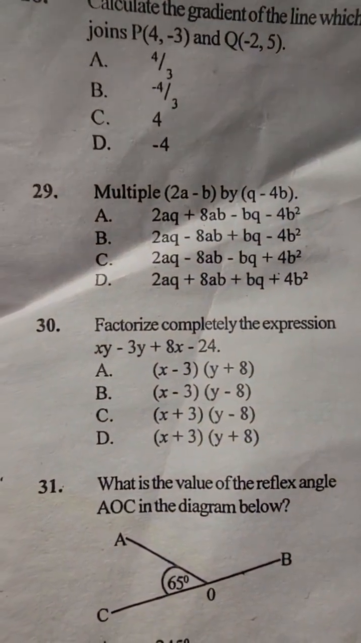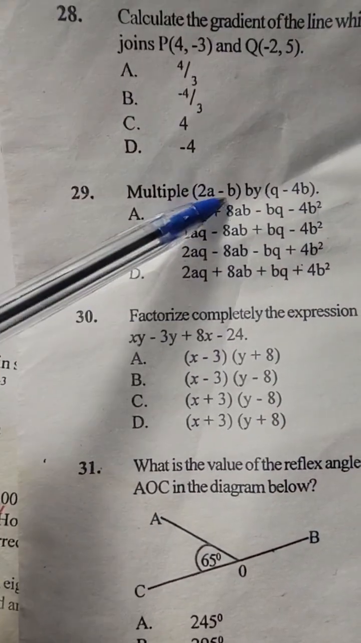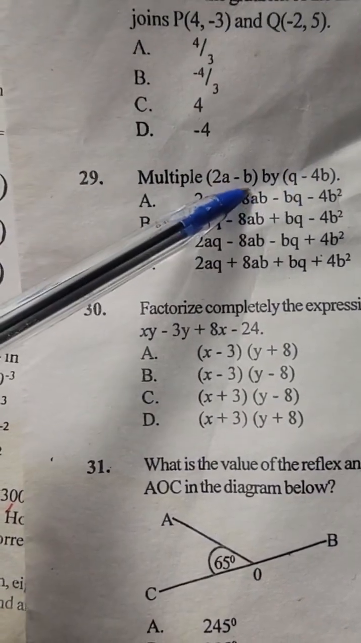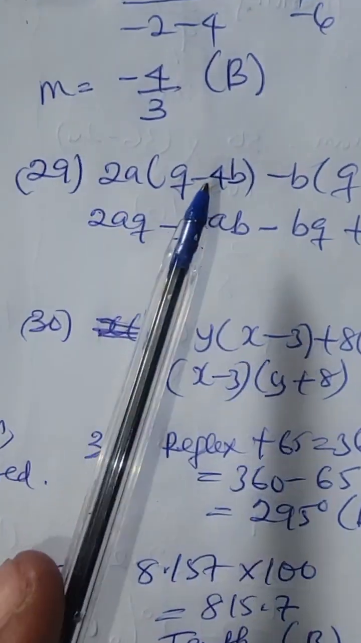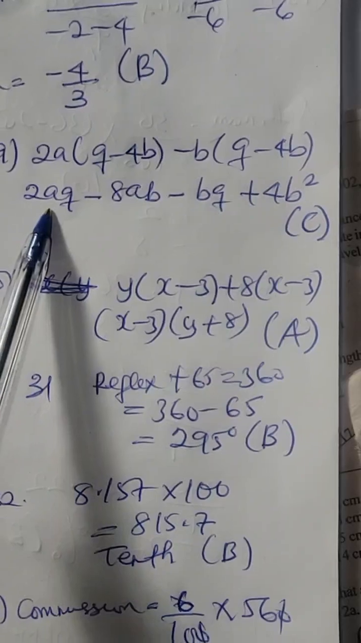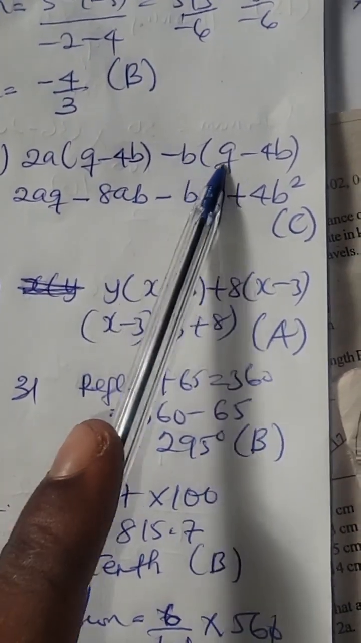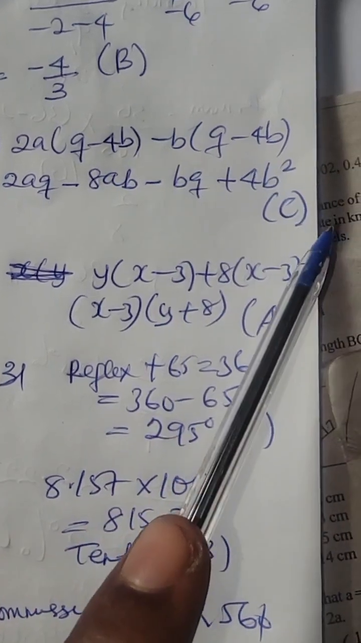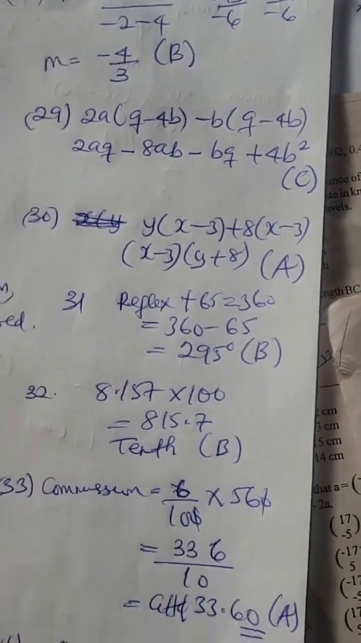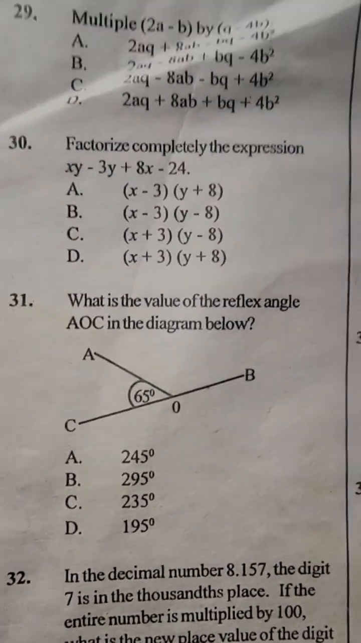29, multiply that. So we take the first one, 2a times everything in the second one. Next, b times everything in the second one. So 2a times q is 2aq. 2a times 4b is 8ab. Next, b times q, then b times the 4b, that's 4b squared. And that is also option C.